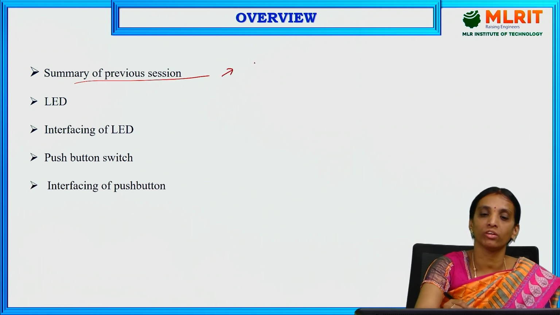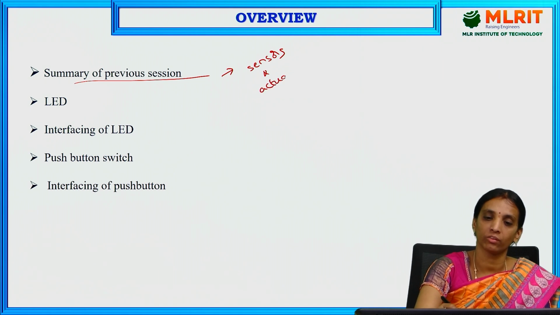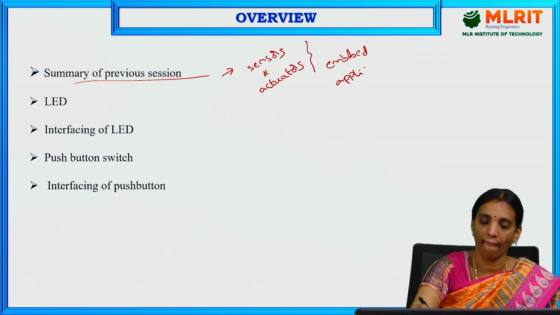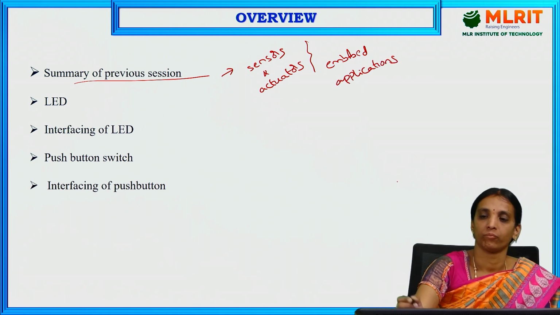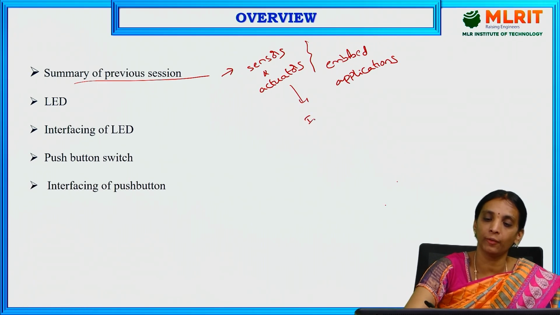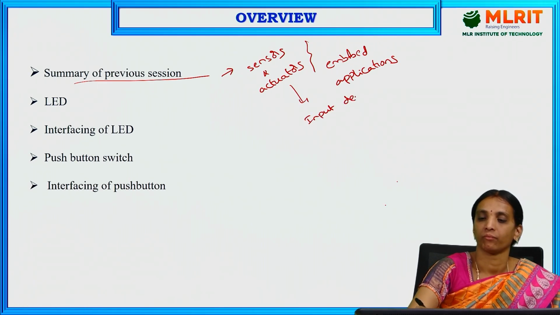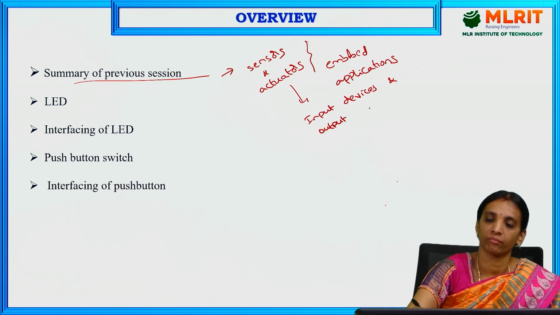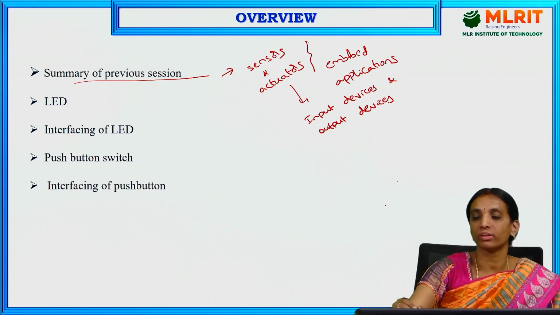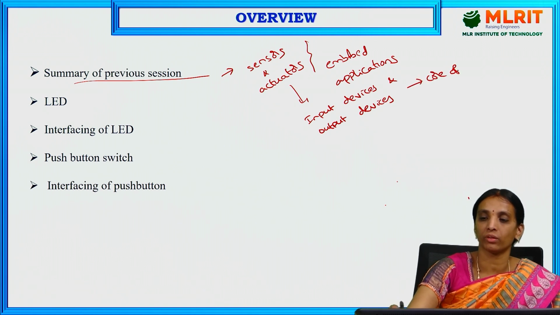In the previous session, we discussed the sensors and actuators used for embedded applications, and in these sensors and actuators, what are the input devices and output devices used for connecting with the core of the embedded processor.